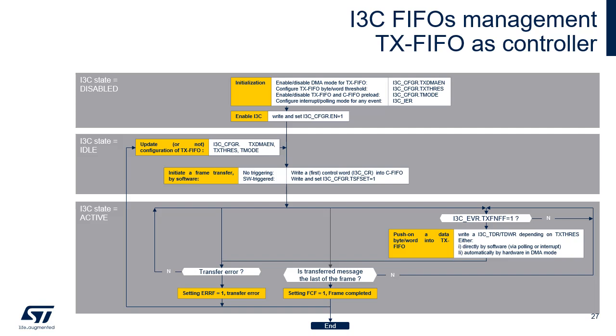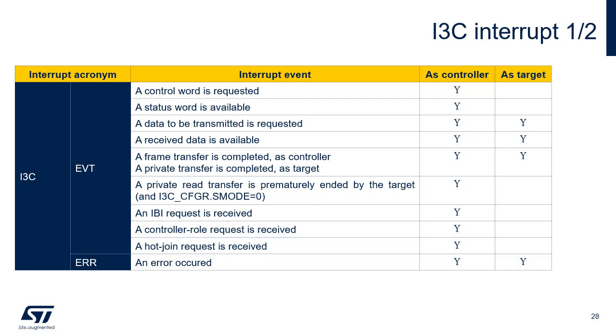If a transfer error occurs, then the TX-FIFO is automatically flushed by the hardware. If TX-FIFO is empty and a data byte has to be transmitted on the I3C bus, a TX-FIFO underrun is reported. The table in this slide and the next one lists all interrupt sources present in the I3C peripheral.